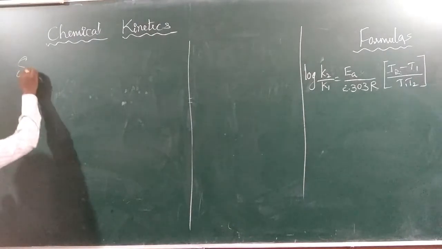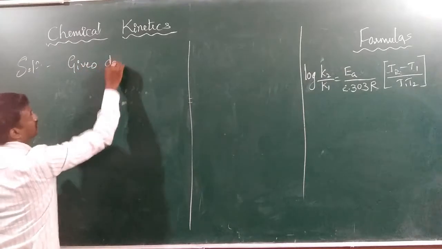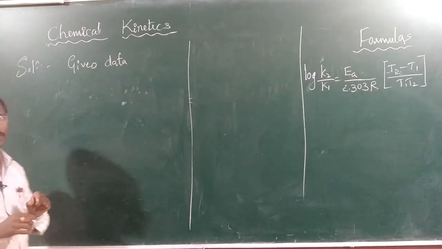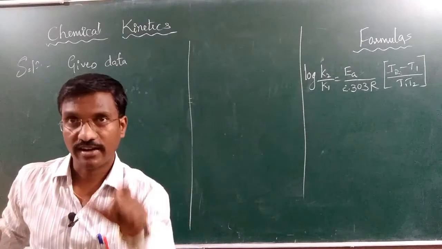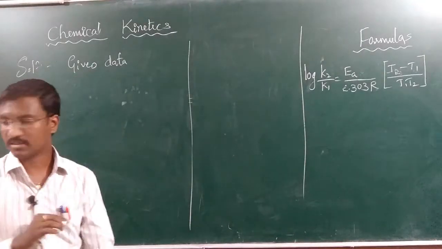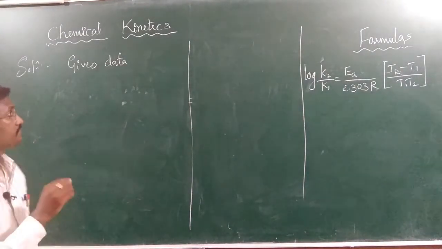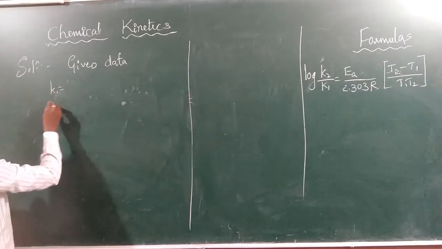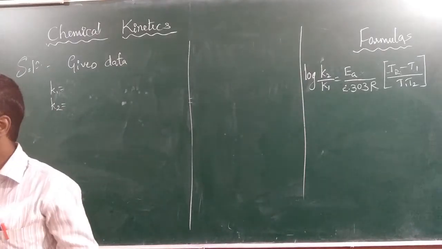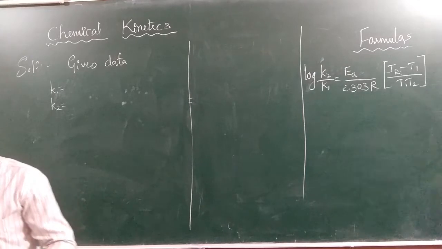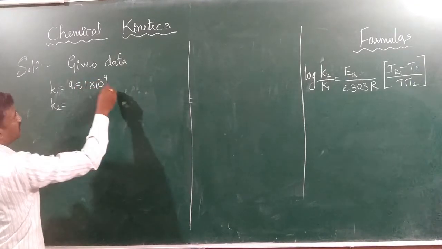Solution for the first problem: always write the given data first, because in the annual exam they split the marks for given data, formula, substitution, and the final answer with units. That's why you have to follow these conditions. Here the given data is K1 and K2. K1 is 9.51 into 10 raised to minus 9.